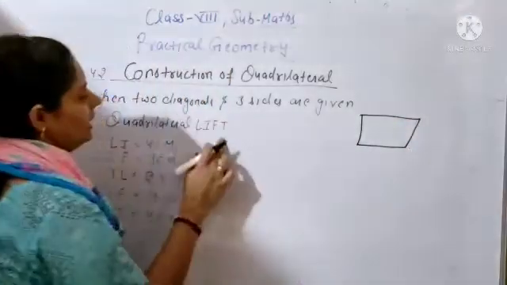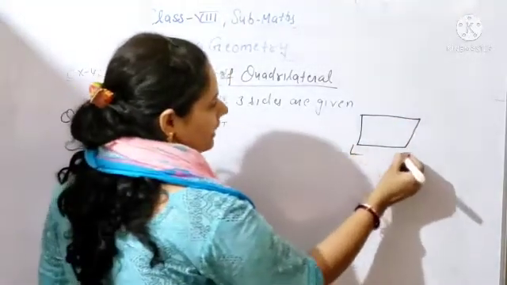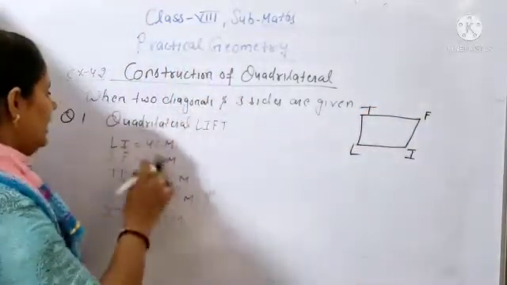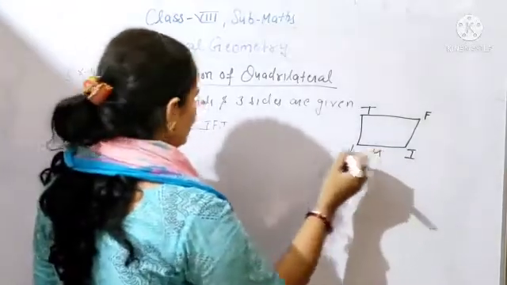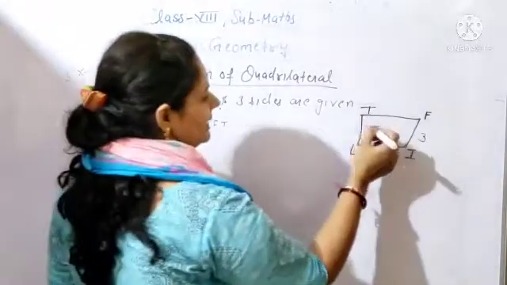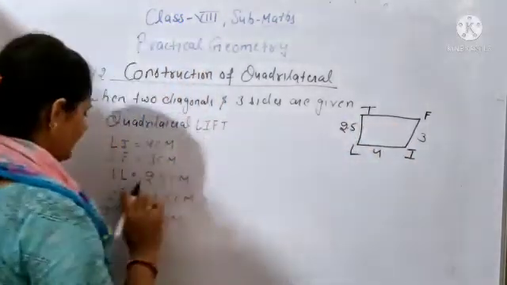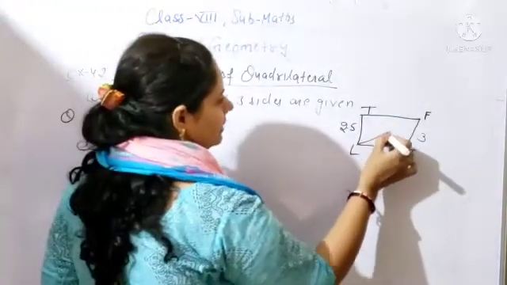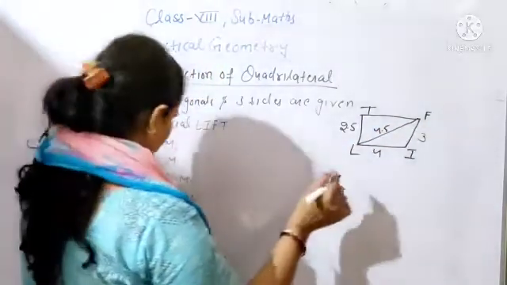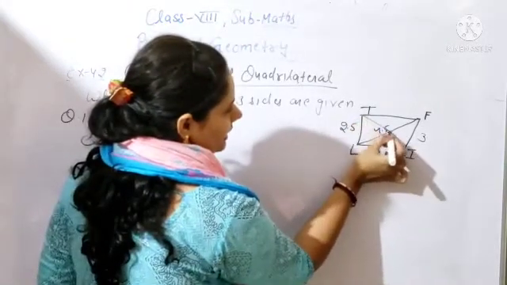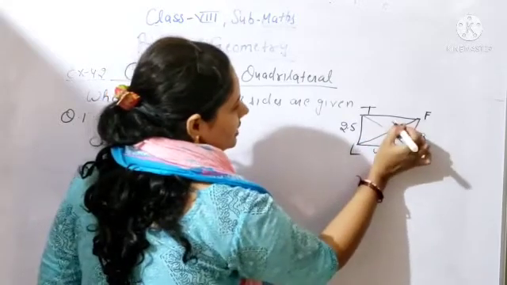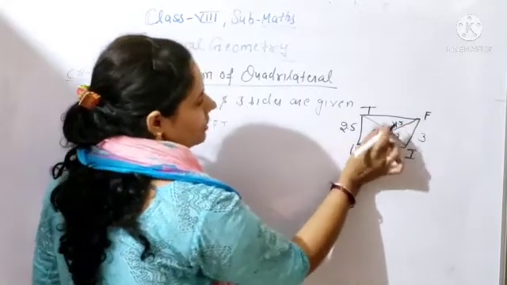And what is the name of the quadrilateral? LIFT. So LIFT is a quadrilateral where the length of LI is 4 cm, IF is 3 cm, TL is 2.5 cm, and this diagonal LF is 4.5 cm, and this other diagonal IT is 4 cm. Is it clear?